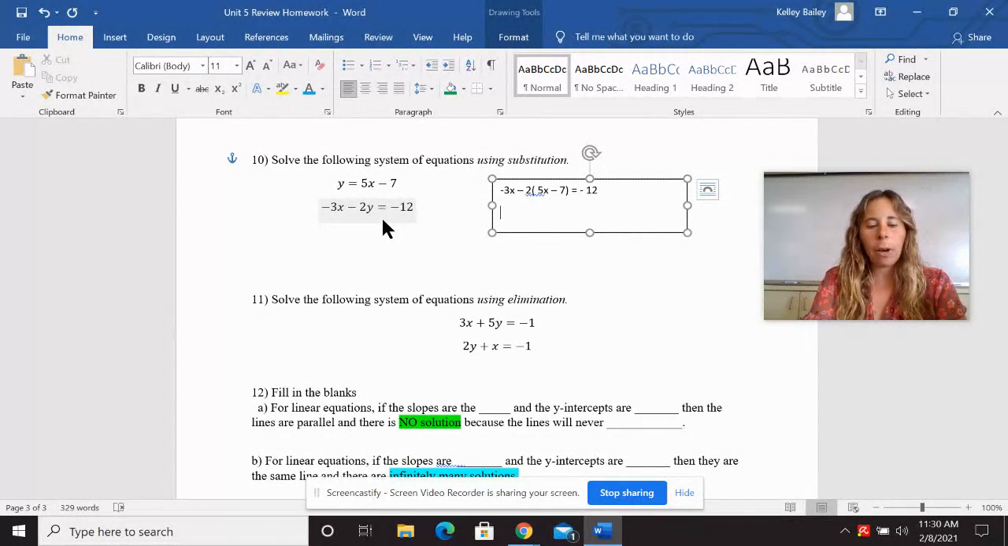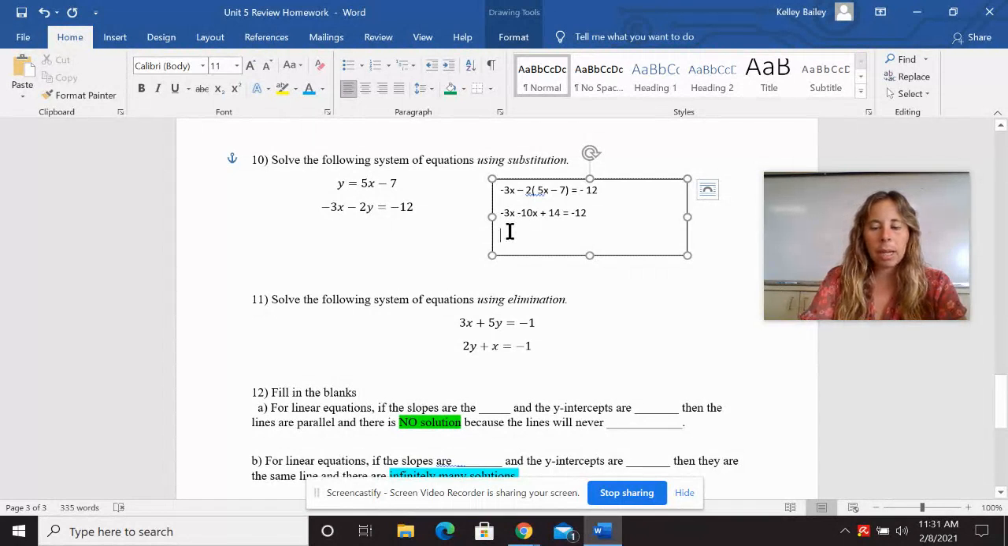Now we're just solving for x. Here we go. Negative 3x. Negative 2 times negative 5x is negative 10x. Negative 2 times negative 7, positive 14, equals negative 12. Let's combine our like terms on this side. So I have negative 3x minus 10x, negative 13x plus 14 equals negative 12.